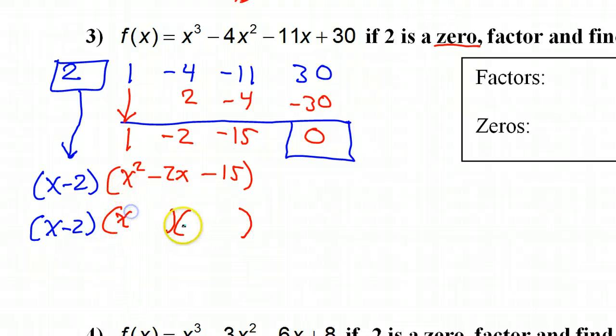X squared will be x times x. 15, I'm thinking 3 times 5. I need a -2 middle, so that will happen if I have a positive 3 and a -5. And a positive times a negative is a negative. So here I have factored it correctly.